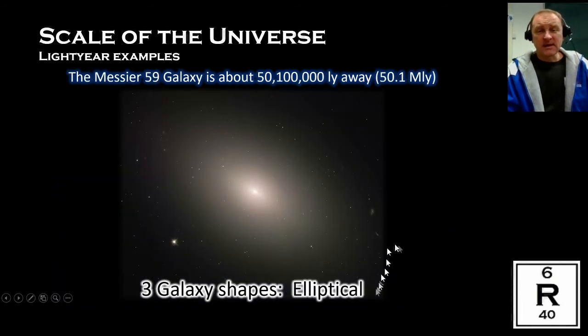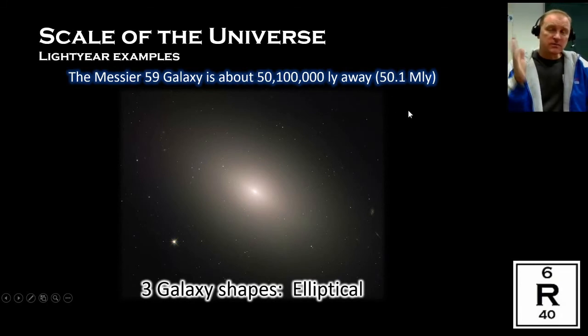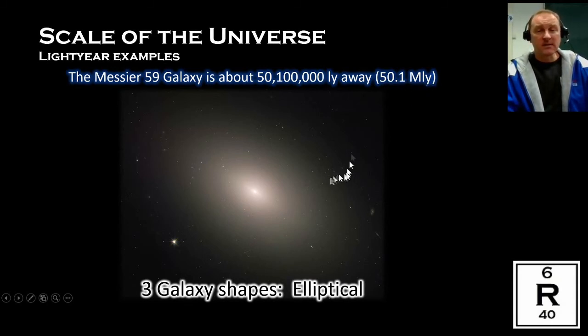Another type of galaxy is an elliptical galaxy. The Messier 59 galaxy is about 50 million light years away, or 50,100,000 light years away, so 50.1. And when we get to this point, if you remember the metric system, when you start to move the decimal point over to make it a more manageable number, when we move it over 1,000 times, that's a kilo, and if we go over to the millions place, this M doesn't stand for million, it stands for mega. So after kilo comes mega. So this is 50.1 mega light years away.